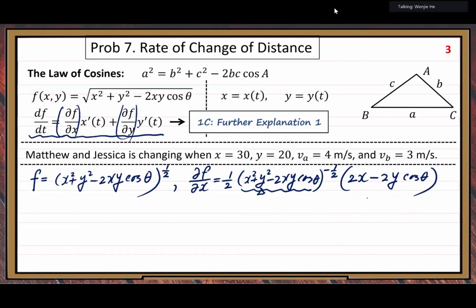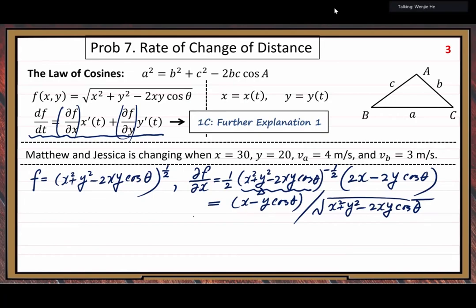Okay. Let me do some simplification. X minus y cosine theta over the root of x squared plus y squared minus 2xy cosine theta. Right? Yeah.